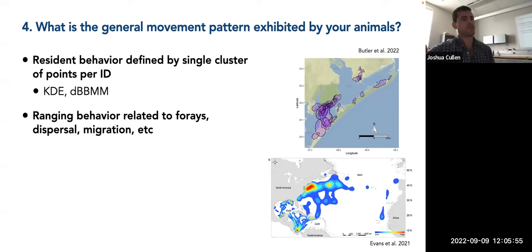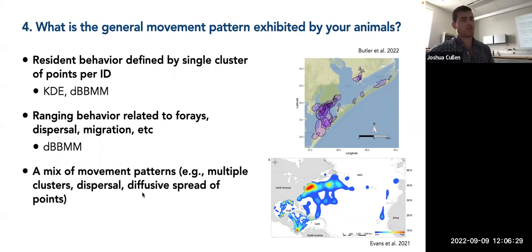If your tracks are performing more ranging behaviors, whether they're producing forays, going out somewhere and then coming back after a brief amount of time, or they're dispersing from one location to another and staying there, or they're performing these long-term migrations where they might go to a breeding ground and then come back to a foraging ground and stay there for maybe years at a time, you probably want to use dynamic Brownian bridge movement models. The KDE methods will probably overestimate the space that's actually being used in these cases.